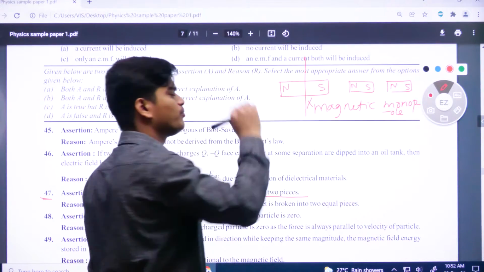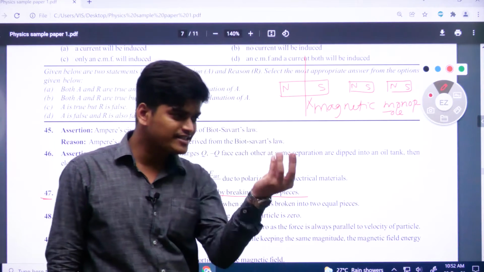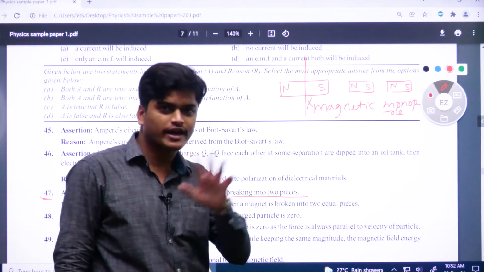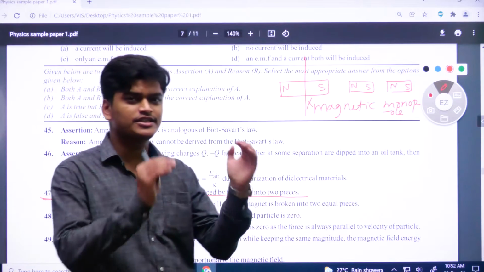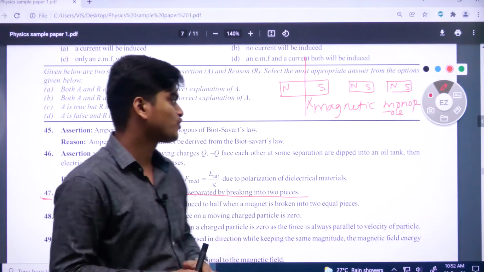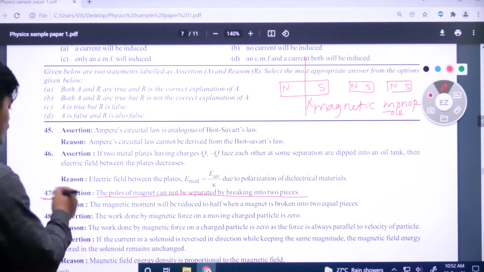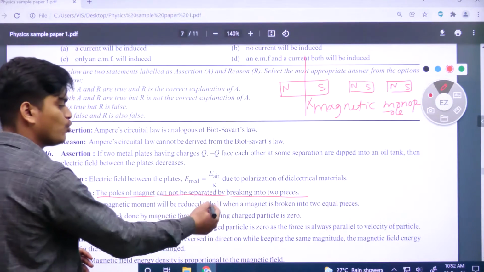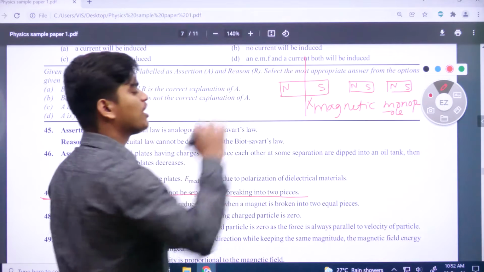Okay, so a magnetic monopole does not exist. Just as a single charge can exist, a single north pole cannot exist. Only a south pole cannot exist either. Whenever they exist, they exist together, north and south. So that's why this statement is correct. Now reason C: the magnetic moment will be reduced to half when the magnet is broken into two equal pieces.